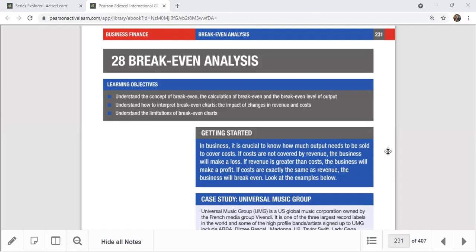Organizations do these calculations to find out how much they have to sell at minimum in order to survive. If you go above the break-even point, you're earning a profit. If you sell below the break-even level, you're making a loss. So break-even is a very important quantity that you can identify, the level at which you can survive.